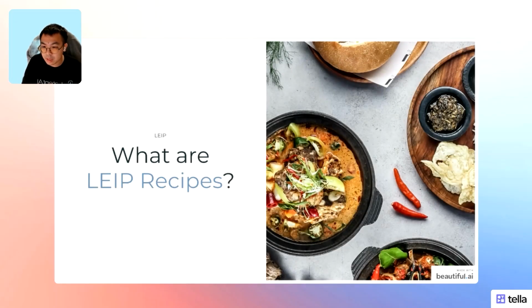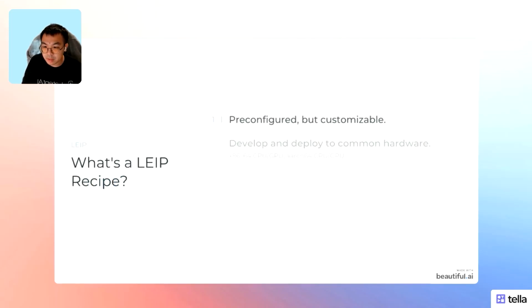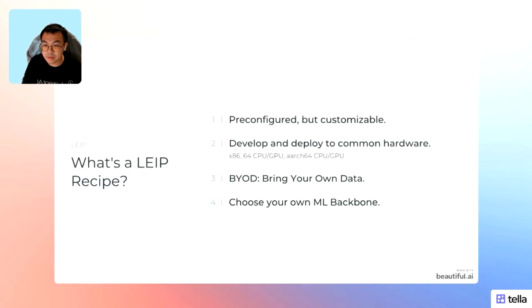So, what is a recipe and how do we use it? The LEIP SDK includes pre-configured but customizable templates called recipes that let you develop and deploy models to common hardware quickly with the best possible results. To us, a recipe answers questions like, how do I train a YOLO model on the MSCOCO dataset and run it on the Raspberry Pi? With LEIP, our recipes come with the ability to bring your own data, or BYOD.